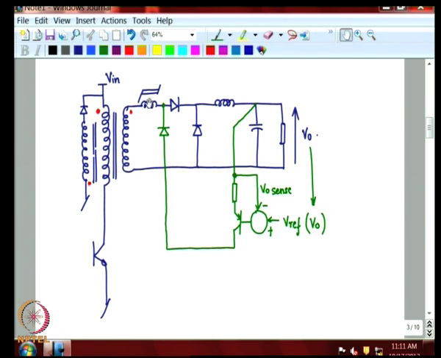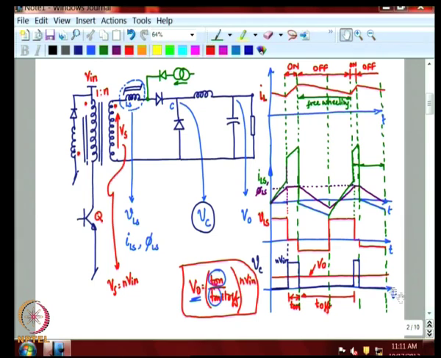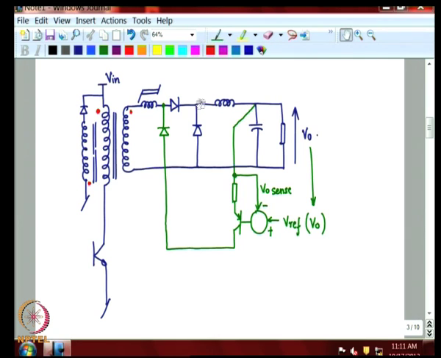And because it has reset to a higher value, as you saw previously, as the flux resets higher up in the y axis, the pulse width increases. Once the pulse width increases, the output voltage will increase. So, that is the control action that is happening here.